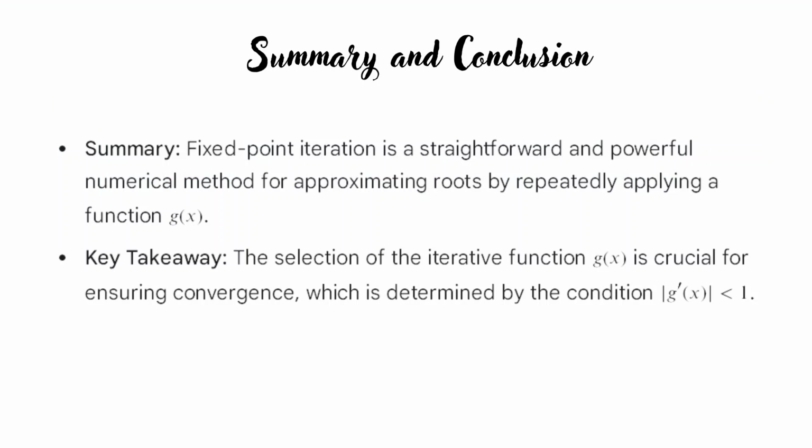Summary and conclusion. Fixed point iteration is a straightforward and powerful numerical method for approximating roots by repeatedly applying the function g(x). Remember, the selection of the iterative function g(x) is crucial for ensuring convergence, which is determined by the condition that the absolute value of g'(x) is less than 1.